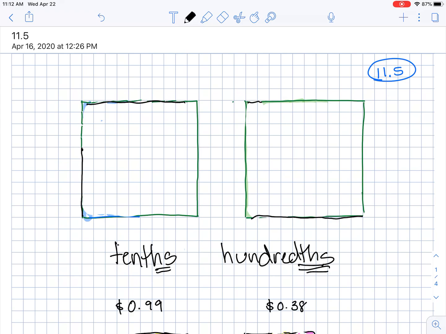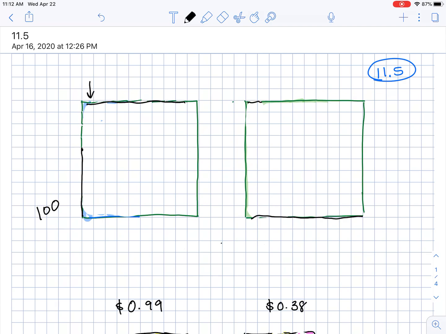So let's pretend these two squares are a dollar. How many pennies would that be to make a dollar? There's 100 squares, so that would be 100. And how many rows of 10? If each is a row of 10, 1, 2, 3, 4, 5, 6, 7, 8, 9, 10. So each little square would be worth like 1 cent, and each row would be worth a dime, okay?